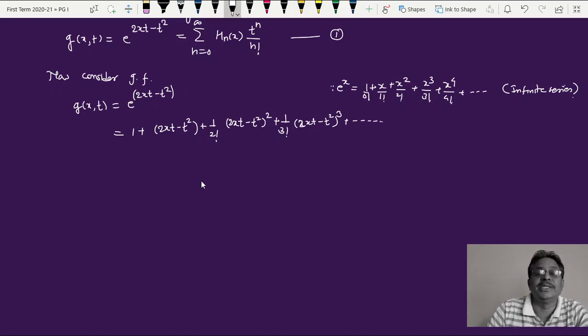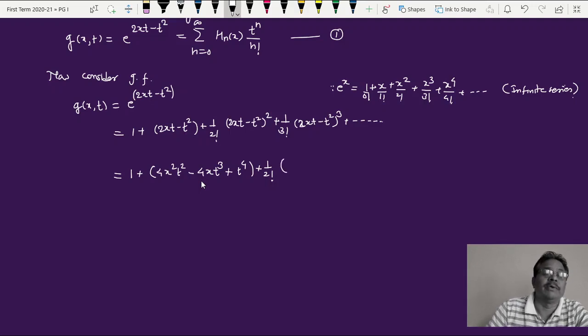Now just expand these first two. There is no need to go for these terms. I can expand this. So 1 plus, now this gives me 4x square t square minus 4x t cube, product in between of this, and plus t raised to 4th. This is first expansion. Plus 1 upon 2 factorial in the denominator.